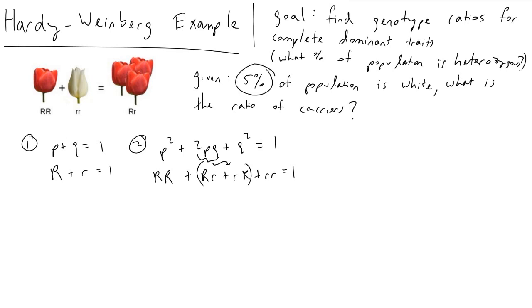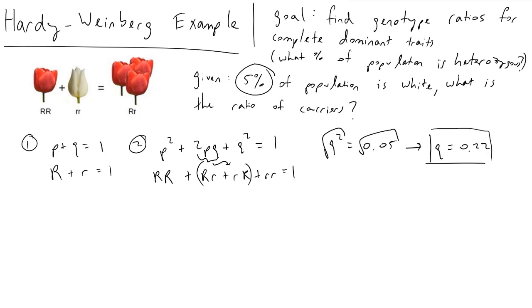The 5% figure that we've been told must be homozygous recessive, white flowers. What this means is that q squared must be equal to 0.05. If we take the square root of both sides of the equation, we find that q, the ratio of recessive alleles in your population, must be approximately 0.22. So 22% of all the alleles in your patch of tulips are going to be the little r allele, which codes for the absence of pigment.